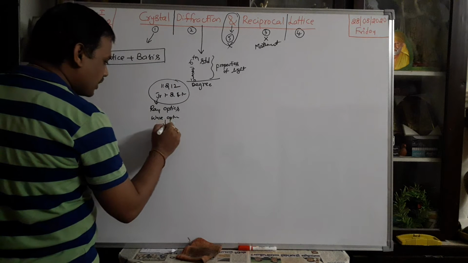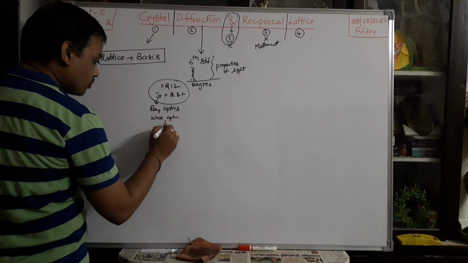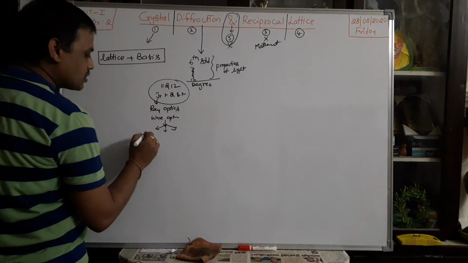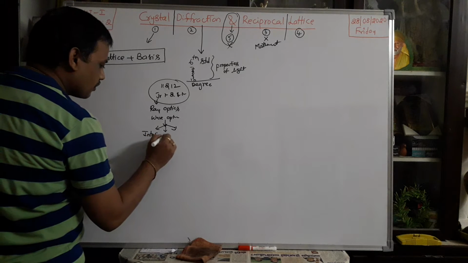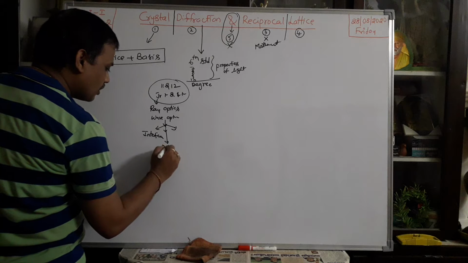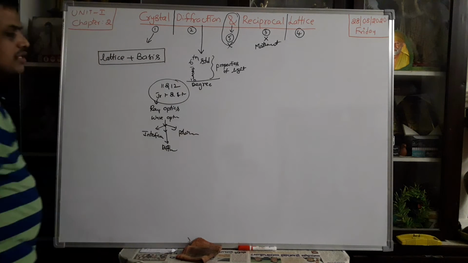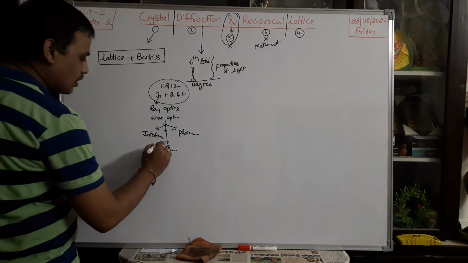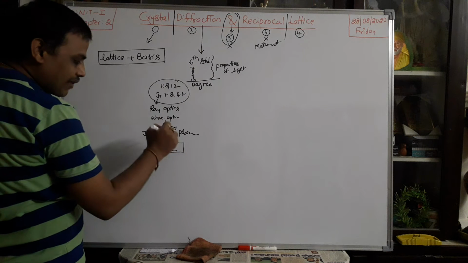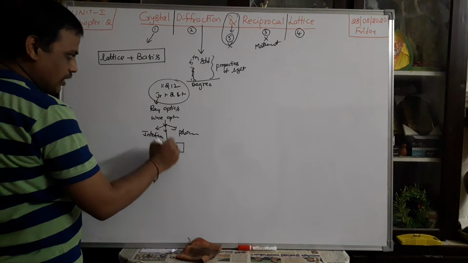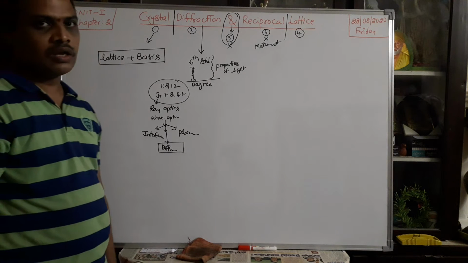In wave optics, particularly, there are three parts. One is interference, second one is diffraction, third one is polarization. These are the main topics. So our present topic is called diffraction. So the diffraction phenomenon is introduced at intermediate level.